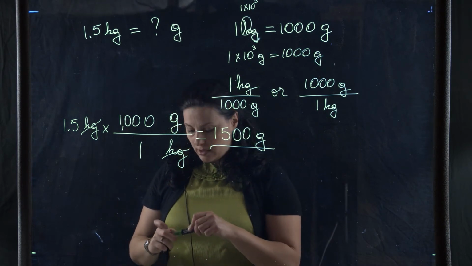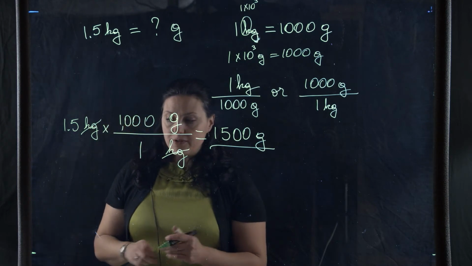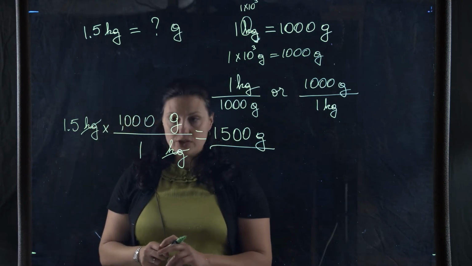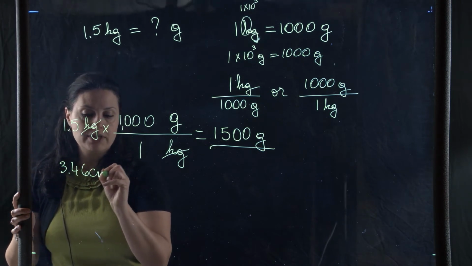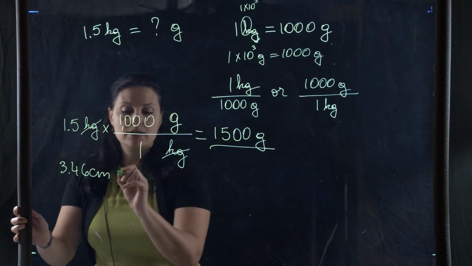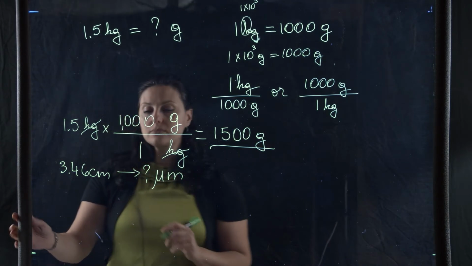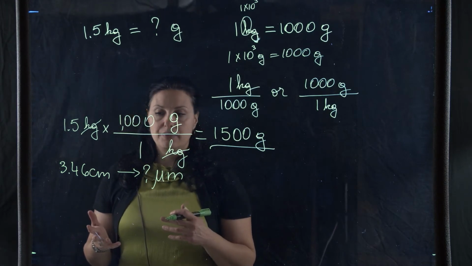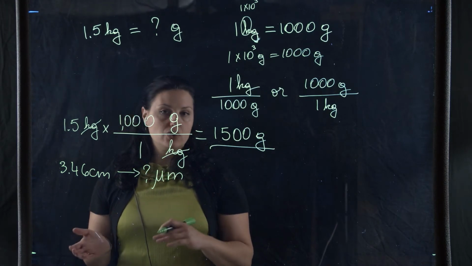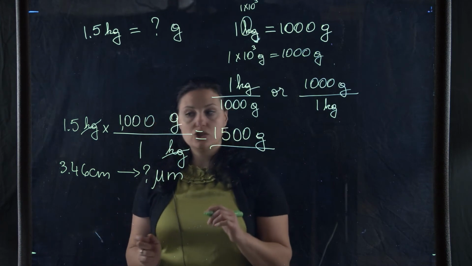Let's look at part B. I have 3.46 centimeters, and I want to convert that to micrometers. Now, the easiest way that I think of doing this would be to convert it to meters first and then from meters to micrometers. So let's just look at that.